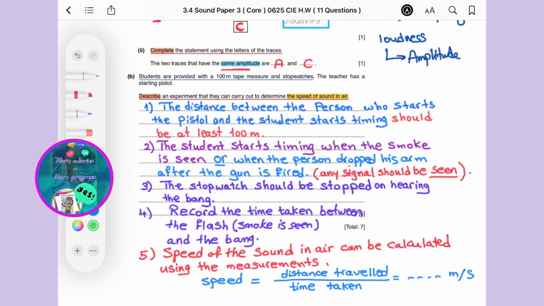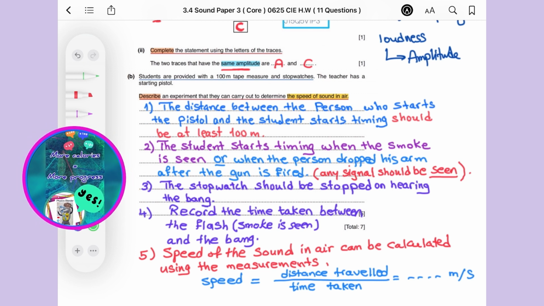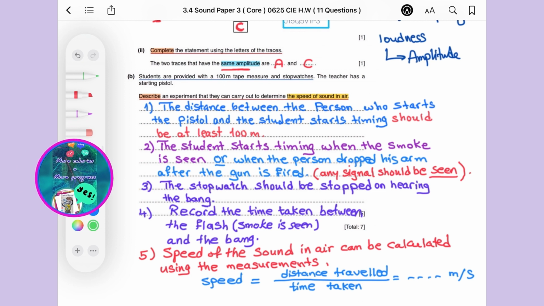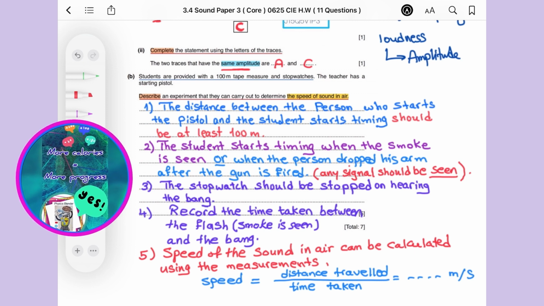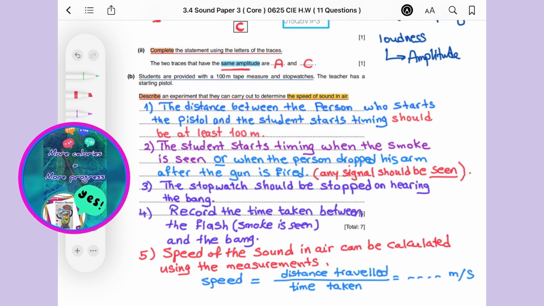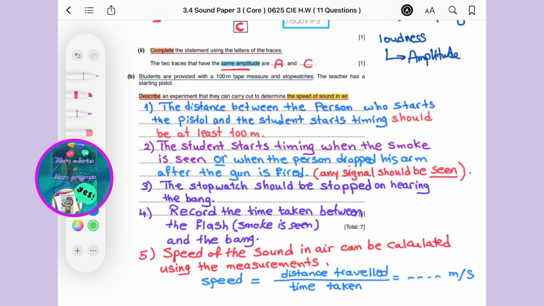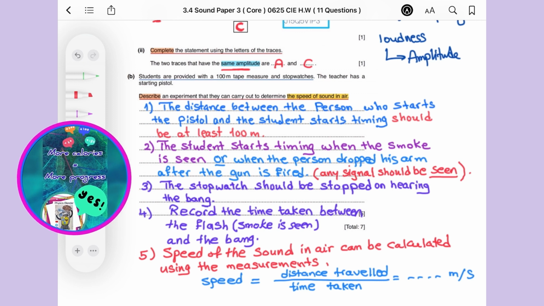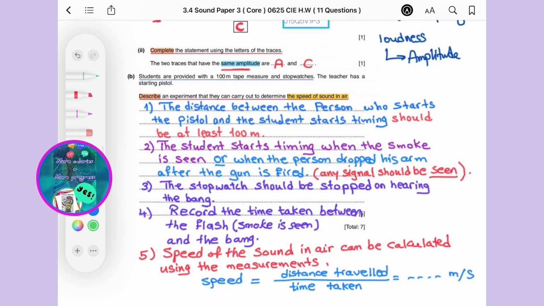I wrote the steps already and I will say the steps quickly. Number 1, the distance between the person who fires the pistol and the student who starts timing should be at least 100 meters. And to get accurate results, as we said earlier in classwork, the distance could be 300 meters to 500 meters. The student starts timing when the smoke is seen or any signal is seen, like when the person drops his arm after the gun is fired.